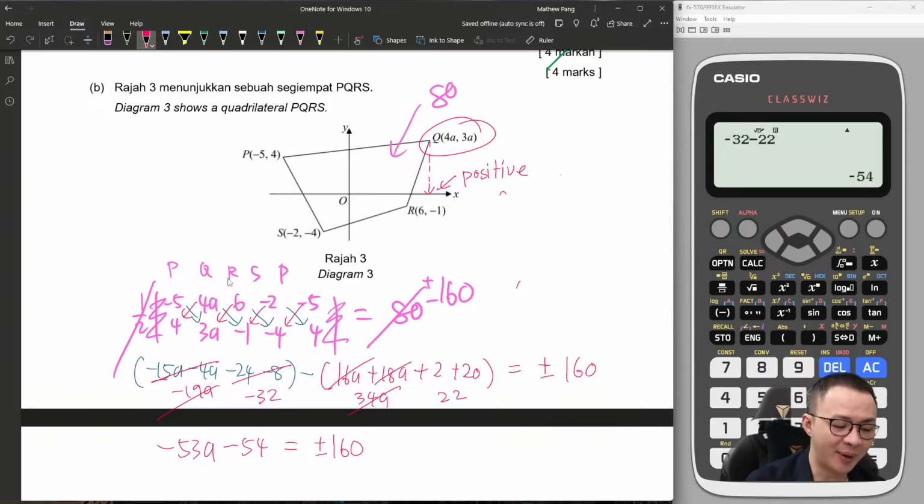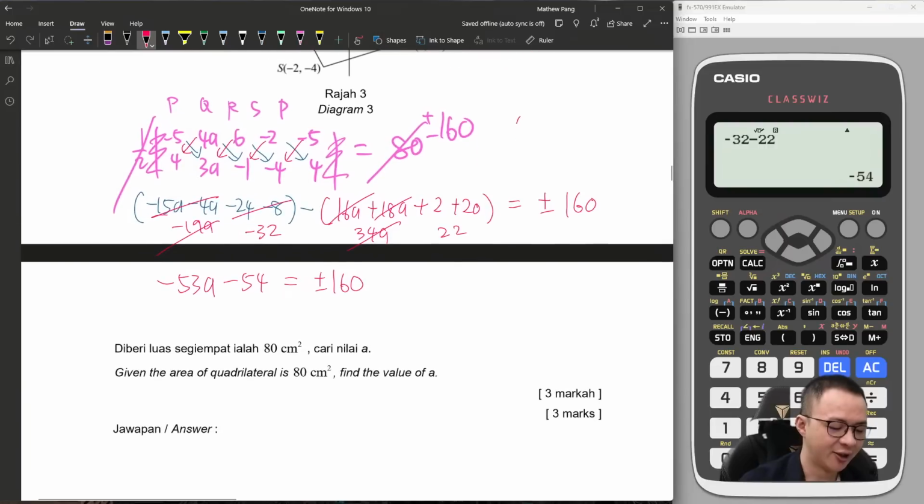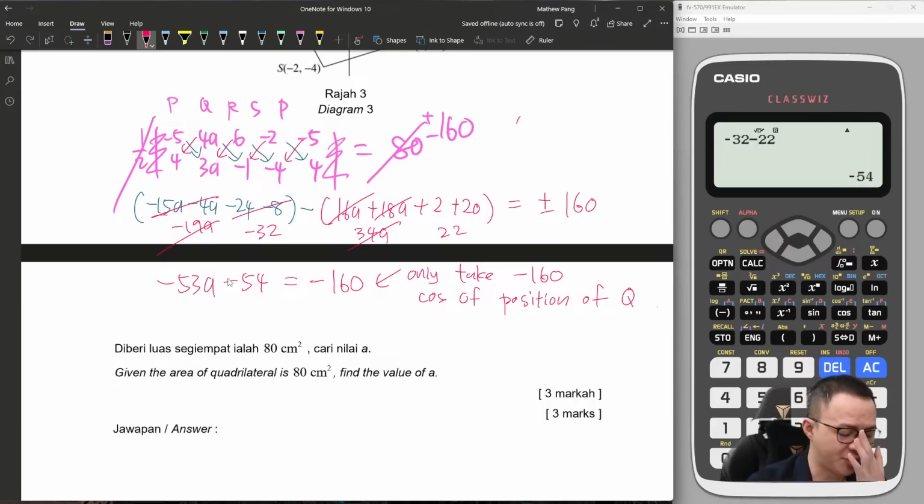So my A must be bigger than 0. My A must be positive because the position of coordinate Q is the positive coordinate. Therefore, if I take the positive 160, it will give me a negative value. So in this case, I only take negative 160 because of the position of Q coordinate. Okay, get it now? I will only take a negative because the positive 160 will give me another coordinate, which is not what I want. So this one, I move here.